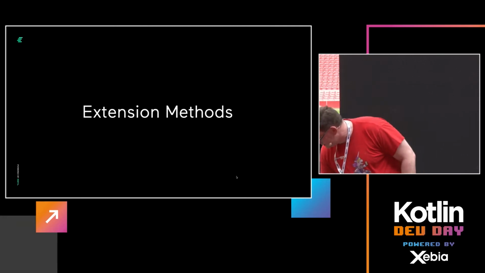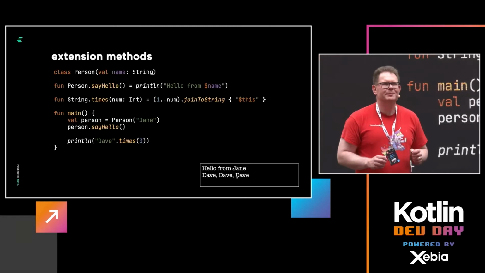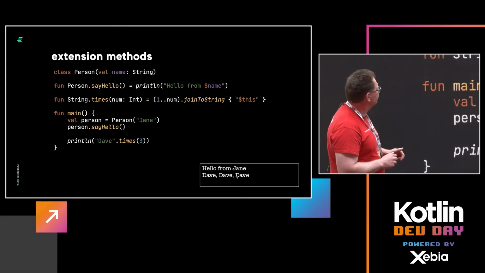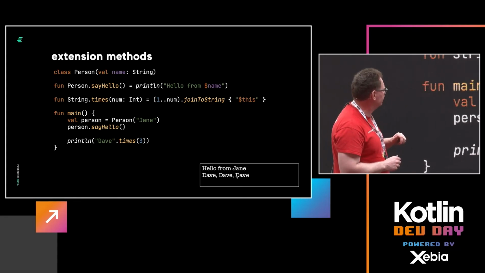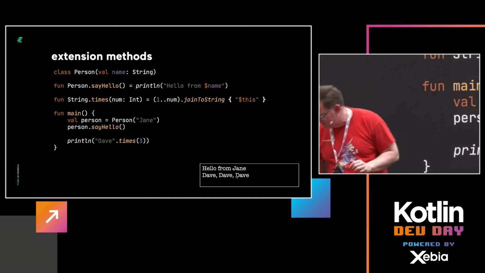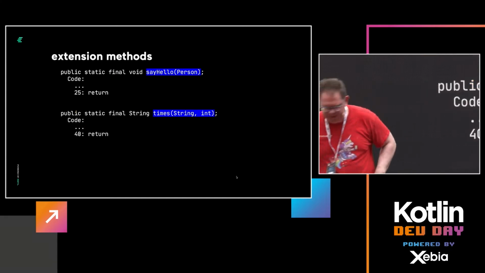Very good. Then extension methods. This is probably the lie that you would assume is the most complicated, but actually is the simplest. So you see here, we've got a person type. We're extending it with sayHello. We've got the built-in string type. We're extending it with times. We're using both at the bottom.